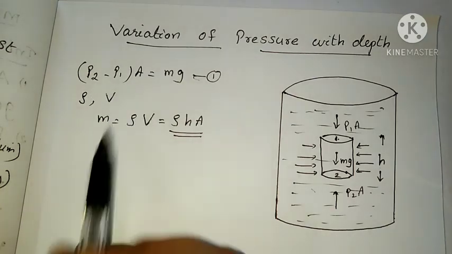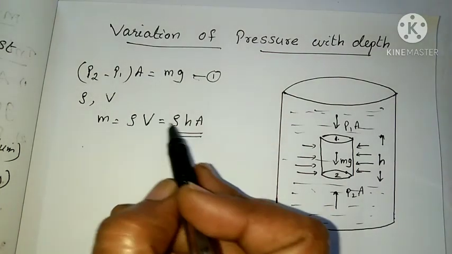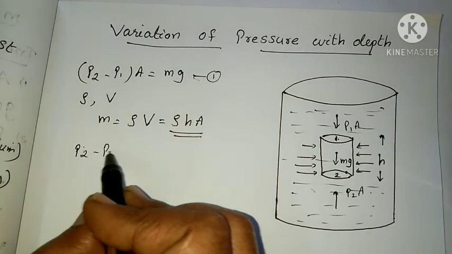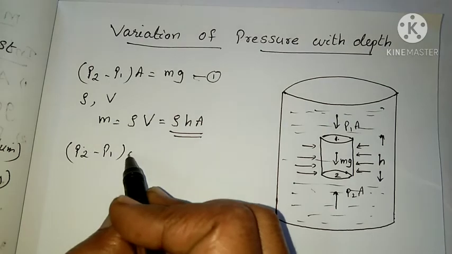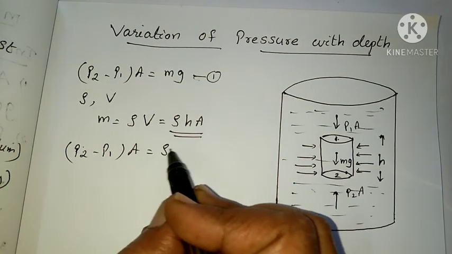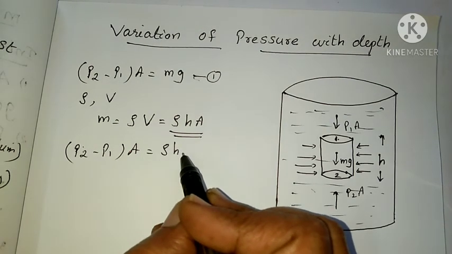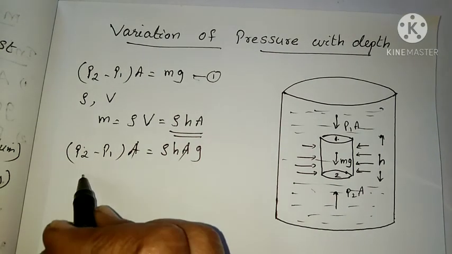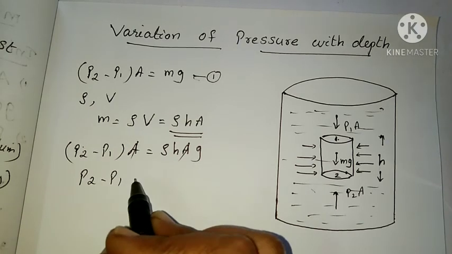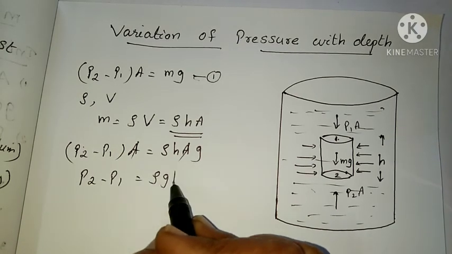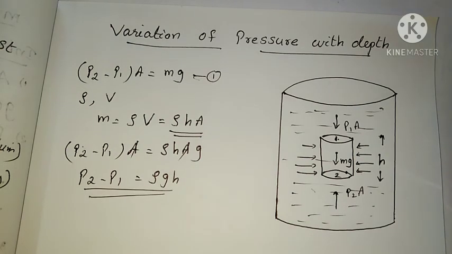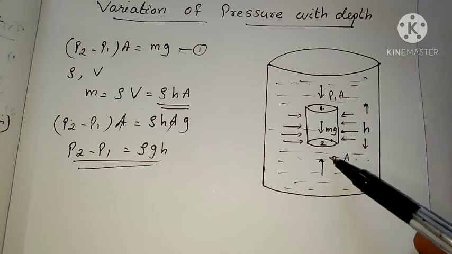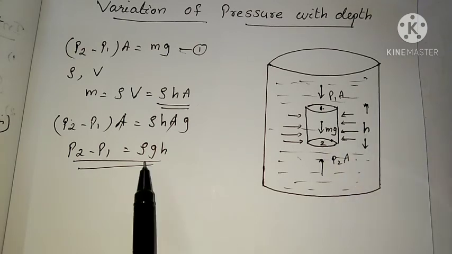So we can write the pressure P2 minus P1. We can substitute this M in the equation number 1. That is P2 minus P1 into A equal to rho H A into G. And A we can cancel. Then what is remaining? P2 minus P1 equal to rho GH. So this is the pressure difference on the fluid element. Clear? P2 minus P1 equal to rho GH.